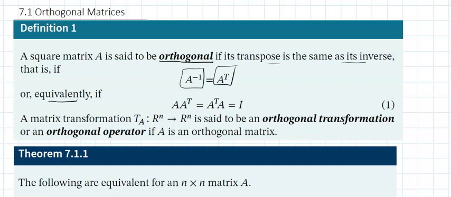Or you could, instead of finding the inverse, since that's a bit annoying if it's not 2 by 2, equivalently take A, multiply it by its transpose, and take the transpose multiplied by A and get the identity matrix. That's how you check if they are orthogonal. A matrix transformation from Rn to Rn is said to be an orthogonal transformation or an orthogonal operator if A is an orthogonal matrix.